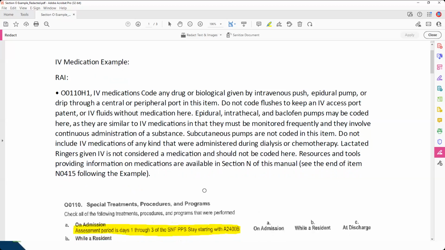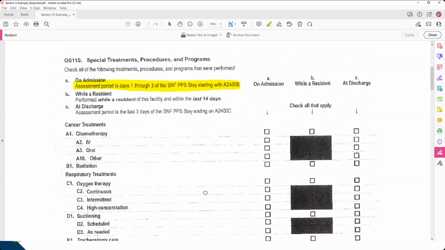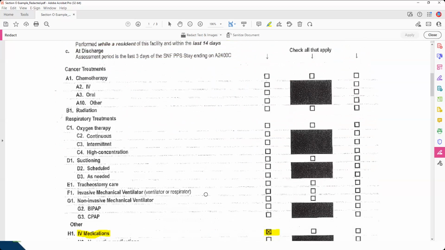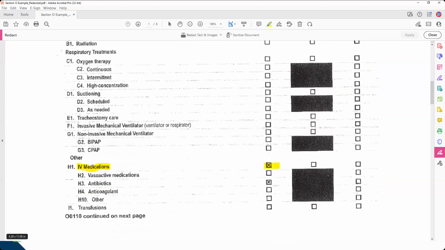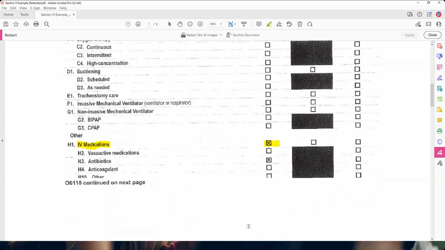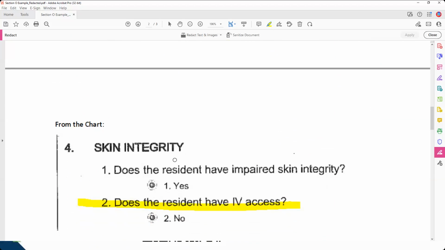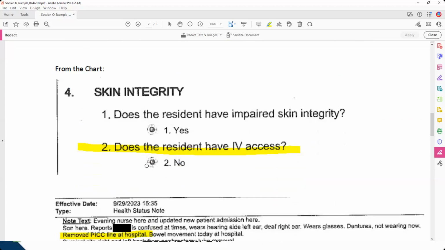So as I scroll down here in this example, we're going to get to the MDS that was submitted to us. So this is the actual documentation on this MDS. And you can see here that in their MDS on admission, they coded IV medications. So as I continue to scroll down, let's look at some of the documentation that we received from the chart. One of the questions in their skin integrity, does the resident have IV access? And it was marked no.